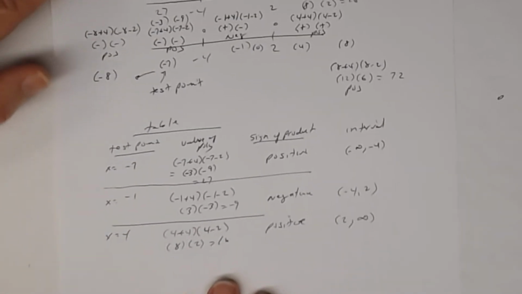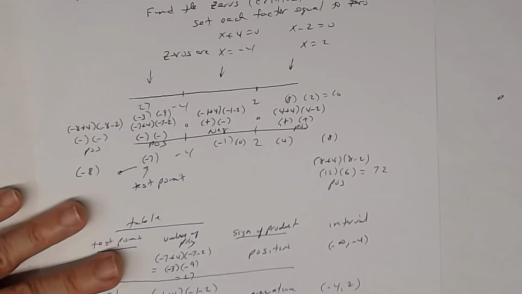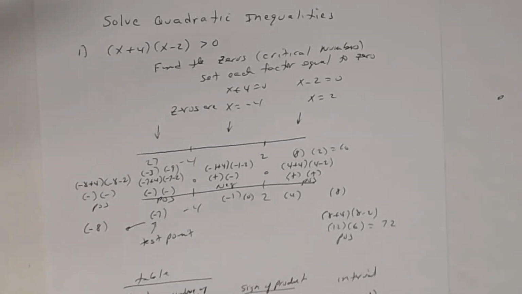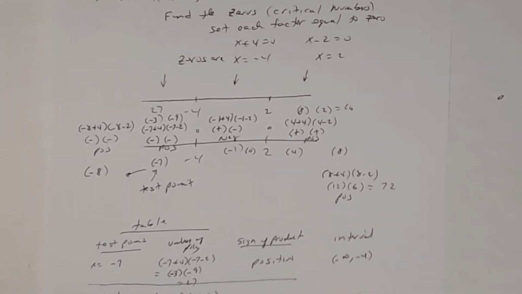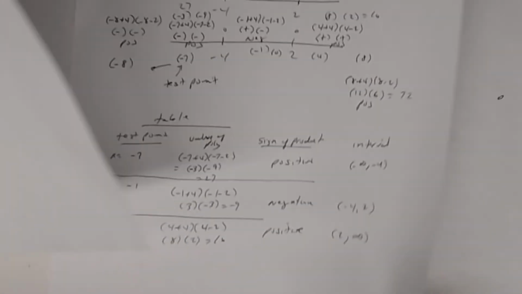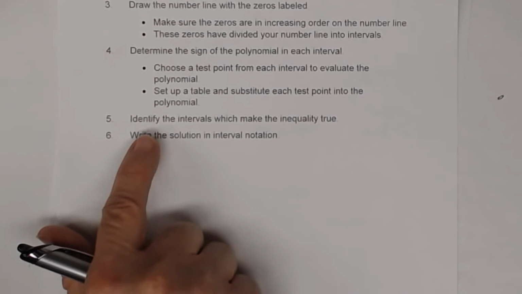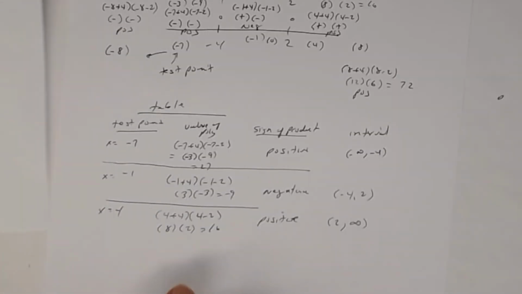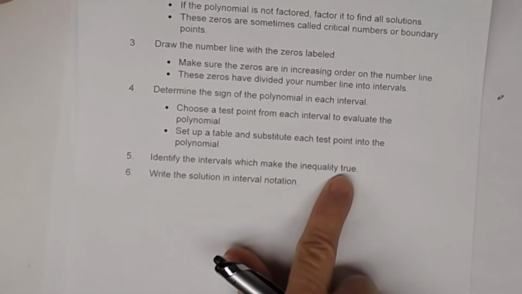Now, a lot of discussion here. So what I'm going to do now is redo number 1 the way you would actually do it. Okay, and by the way, I should say this about step 6. Identify the intervals which make the inequality true. That's step 5. So identify the intervals that make the inequality true.